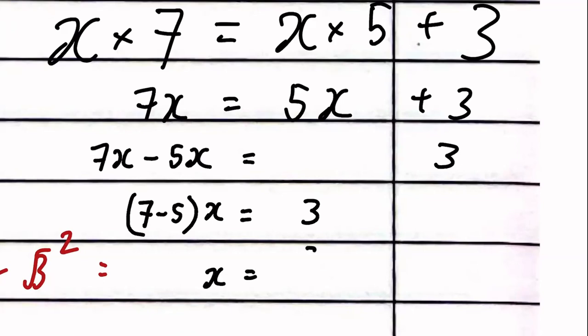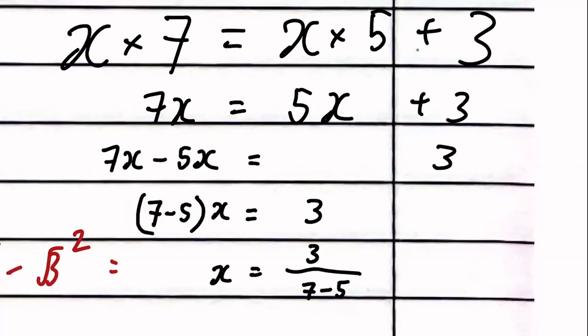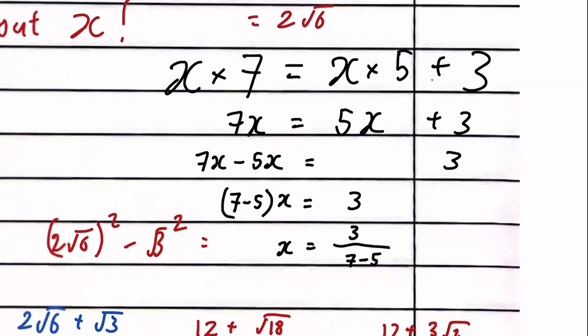Then how do you solve for x? You divide by the 7 minus 5. Why am I doing something so extra? Why do I write 7 minus 5? Why don't I want to just simplify to 2 straight away? Because I want you to see a pattern. Now we move on to the actual question.